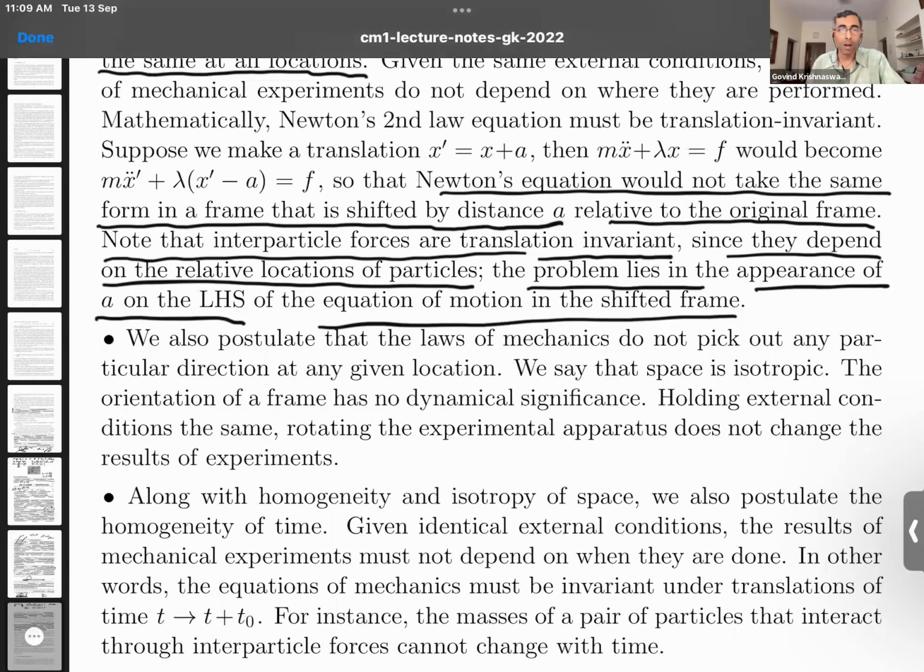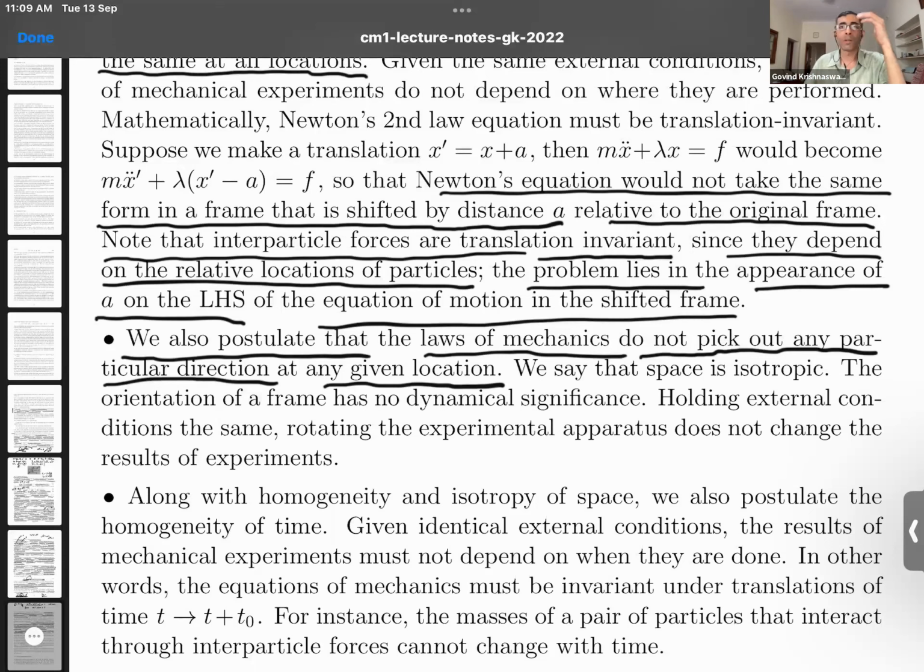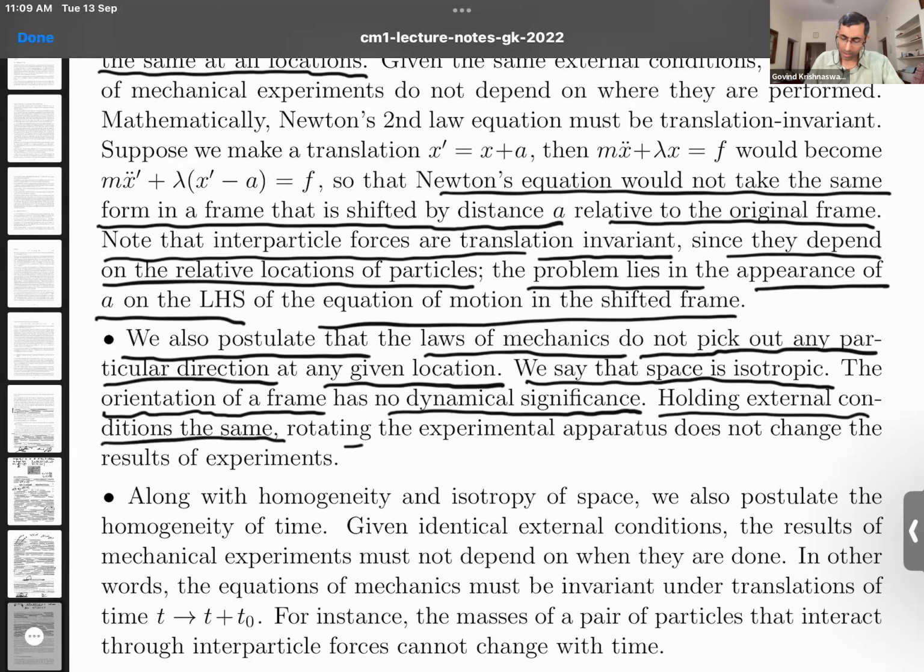There is another law or observation, experimental observation that I want to emphasize now. We also postulate that the laws of mechanics must not pick out any particular direction at any given location. So wherever you are, irrespective of which way you look, the space must be the same. We say that space is isotropic. That is, the orientation of a frame has no dynamical significance. Operationally, what does it mean? Holding external conditions the same, rotating the experimental apparatus does not change the results of experiments. They are local experiments. So our laws must respect this.